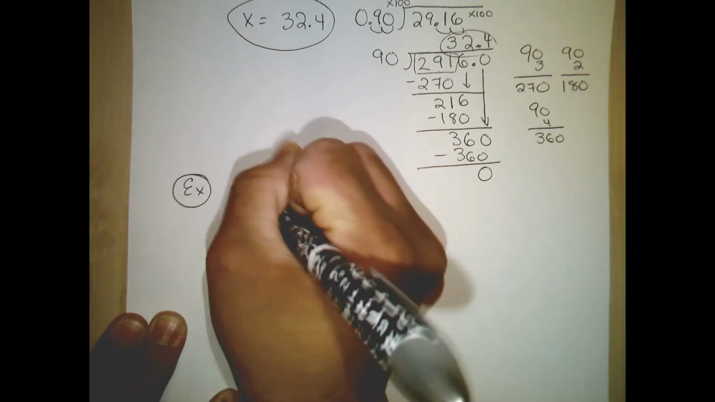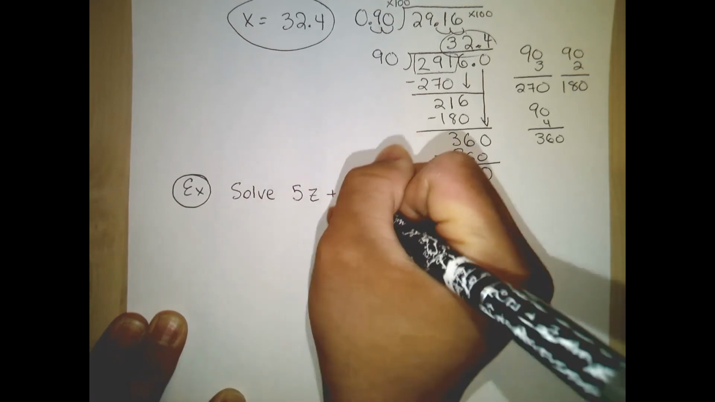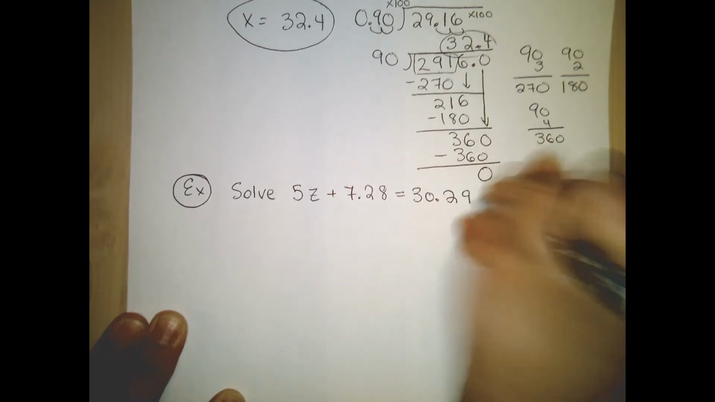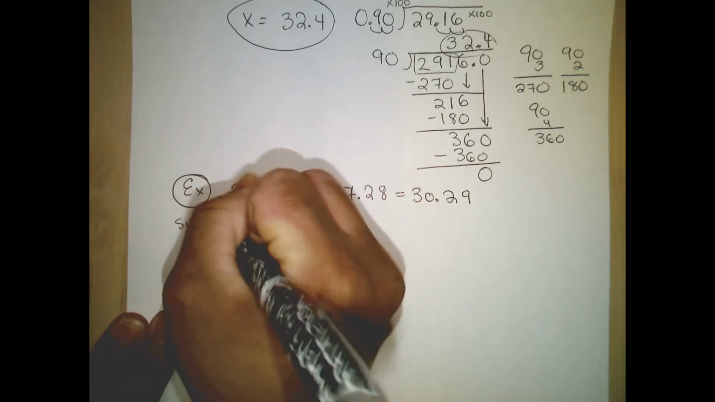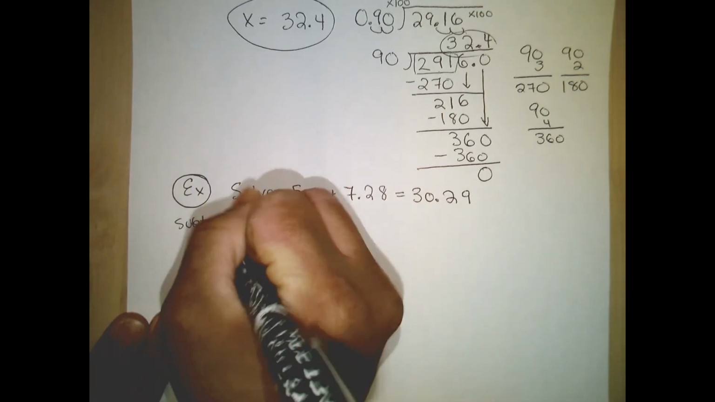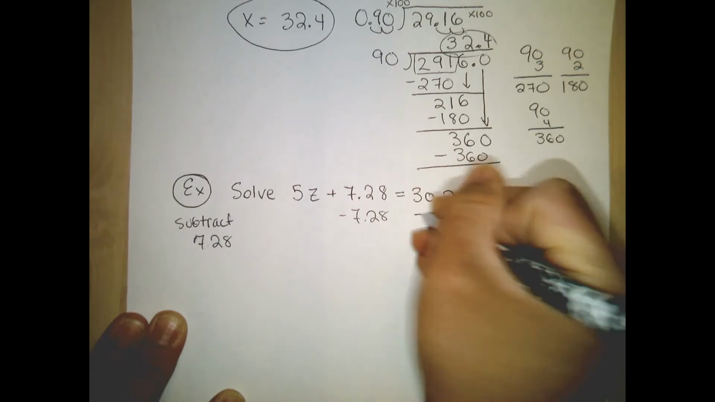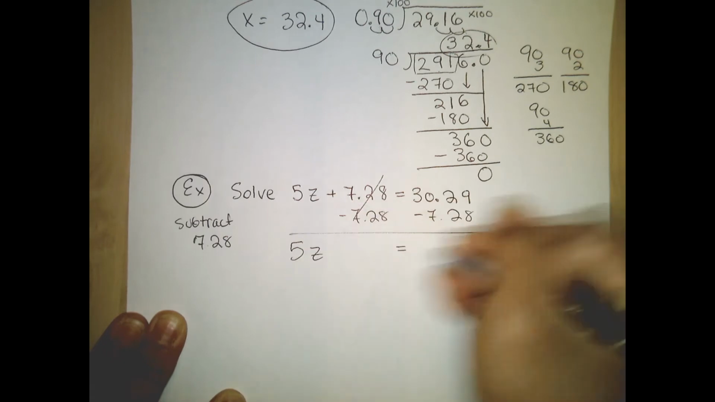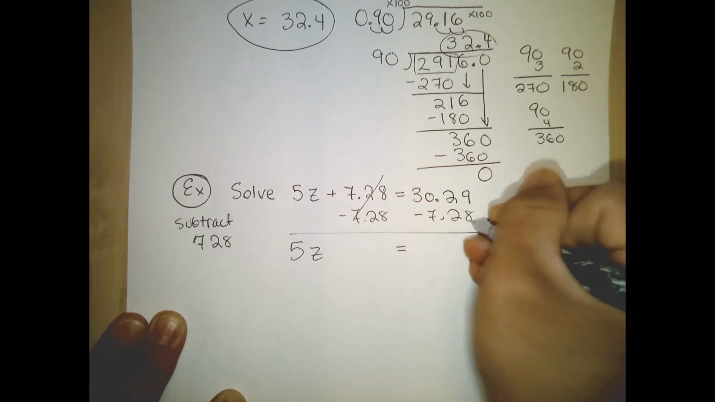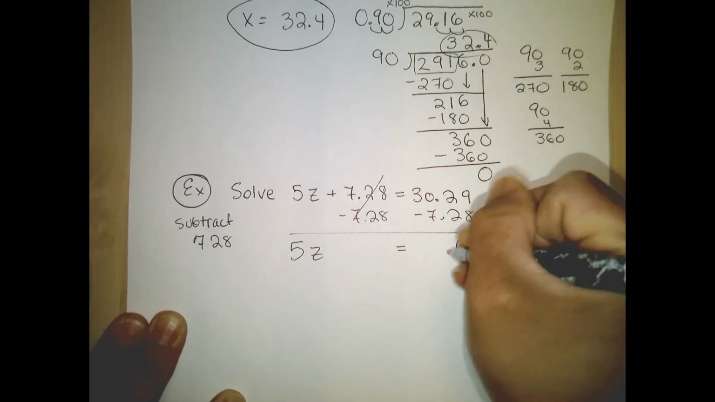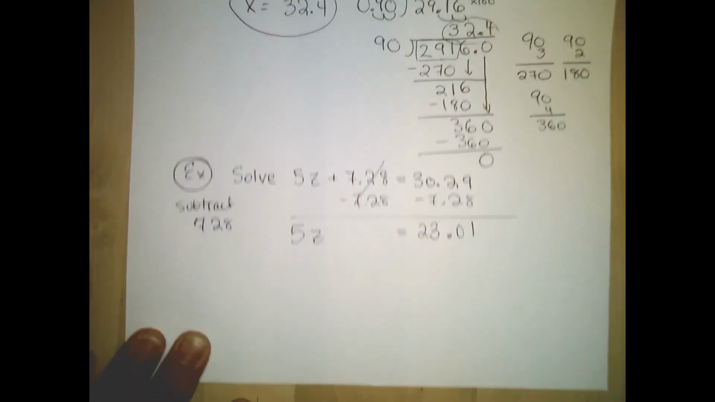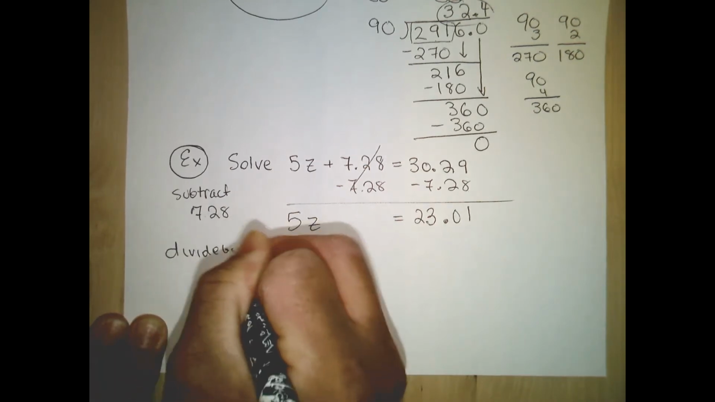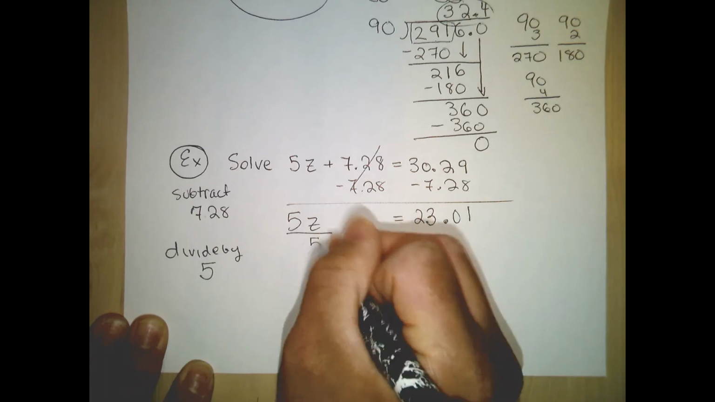So let's solve 5z plus 7.28 is equal to 30.29. So let's start by subtracting 7.28 on each side. So that will zero out the 7.28 here. So we have 5z is equal to, well, here it is 9 minus 8, 1, 2 minus 2, 0, and 30 minus 7, 23. Now I need to divide by the 5 on each side.